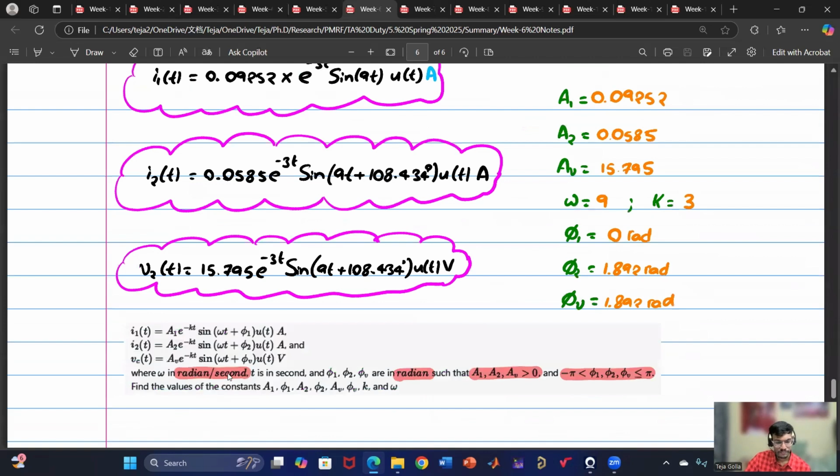And then that's why I have highlighted again, all these constants will be positive and all these phases will be within minus pi to pi. If not, then your answer will be wrong. So you have to be very careful.